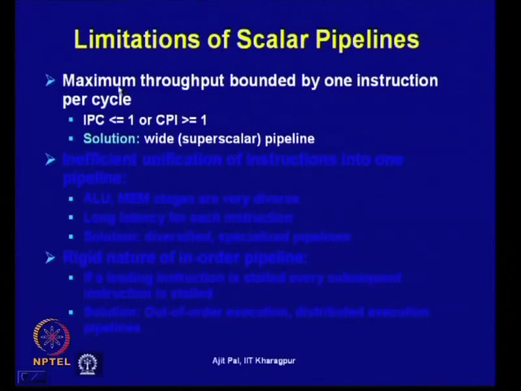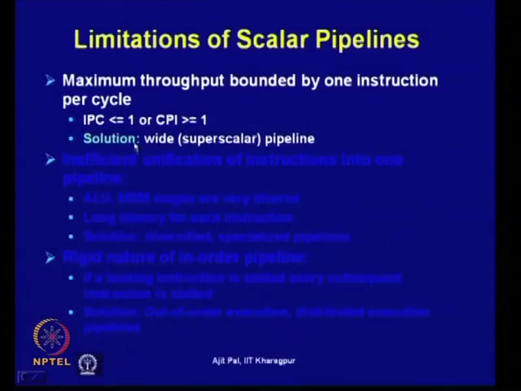Now, we have discussed that scalar pipelines have many restrictions, and the first one is that maximum throughput is bounded by 1 instruction per cycle. So, IPC is less than 1 or CPI is greater than 1. What is the solution to this? How can we achieve better performance? That means, how can we achieve IPC greater than 1 or CPI less than 1.